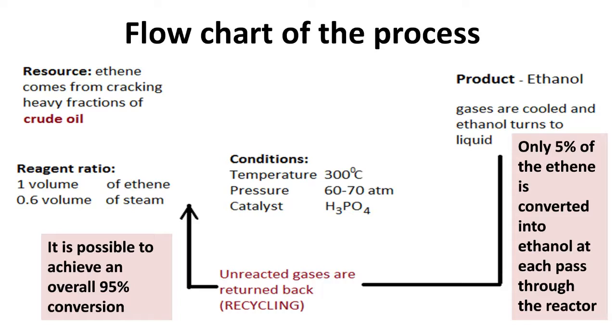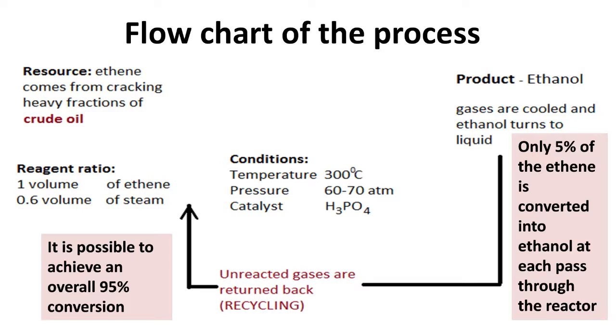Now you can see the flow chart of the process. The main resource is ethene. It comes from cracking heavy fractions of crude oil. And as you know, this resource is finite.